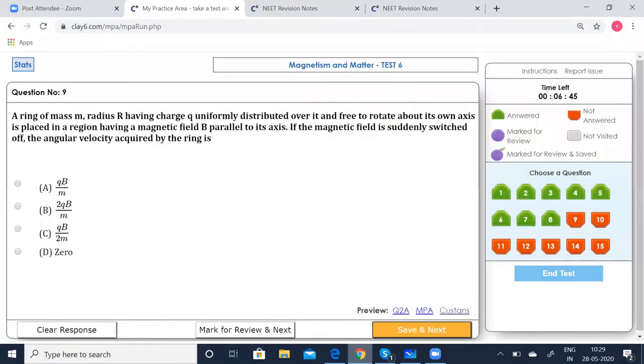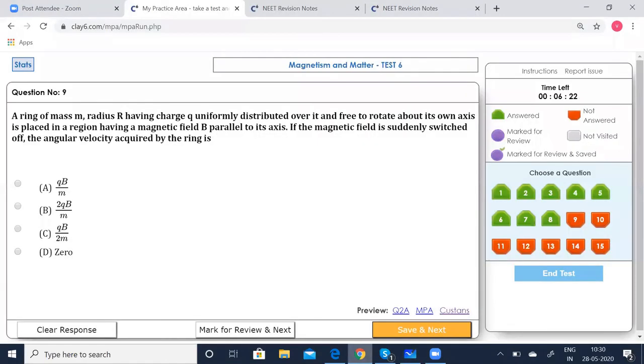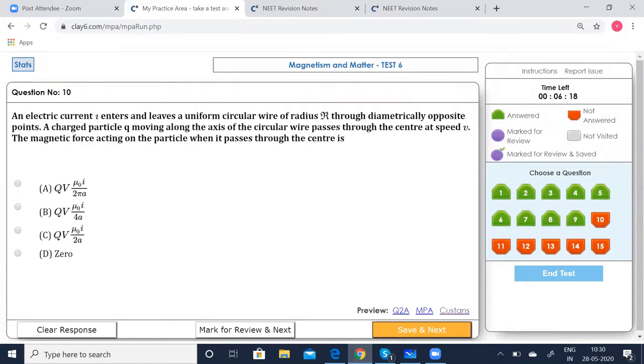qB by, sorry, qB by 2m, right? 2 pi. Yeah, pi and pi get cancelled. So that will give you omega is equal to qB by 2m. 2m, children, not this one. Because pi and pi get cancelled, finally you'll be left with 2m. So you can see that option C is correct. Save that, go to the next.